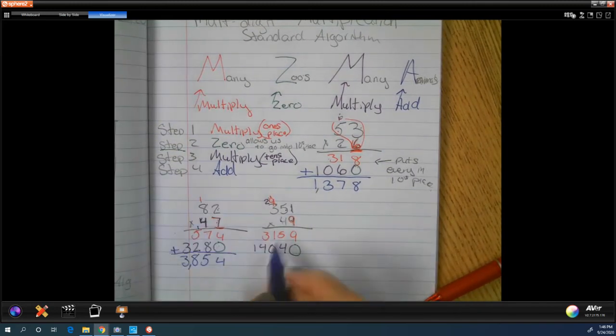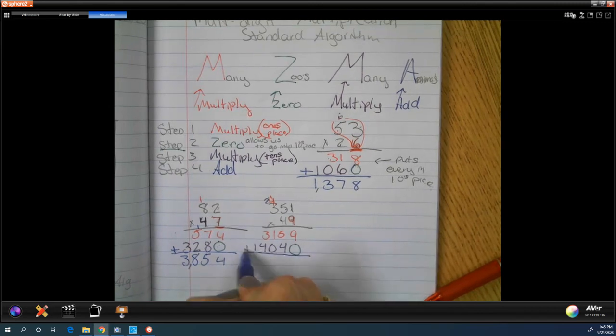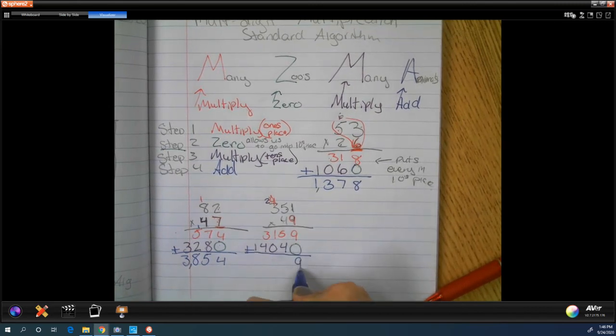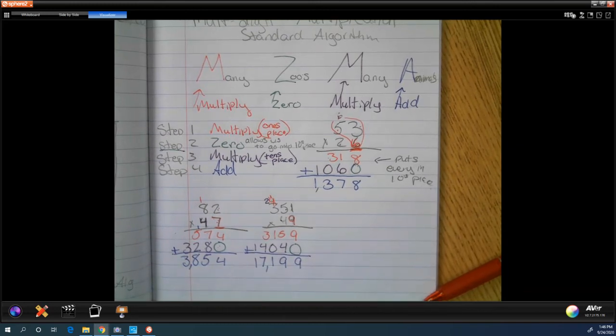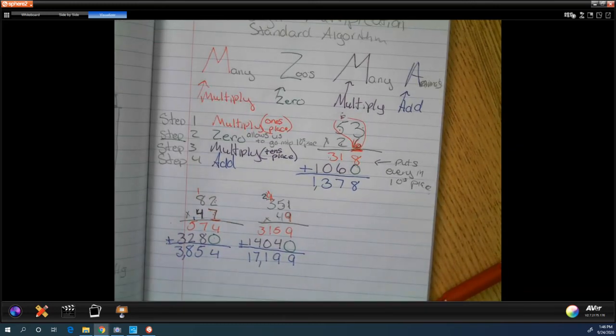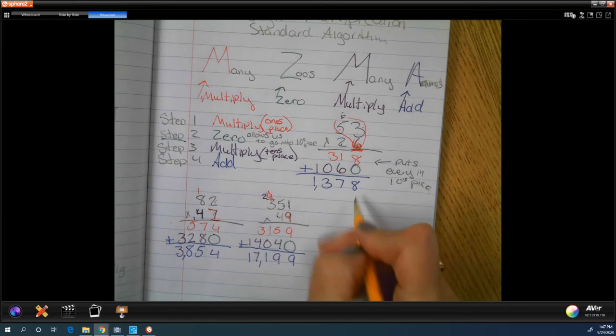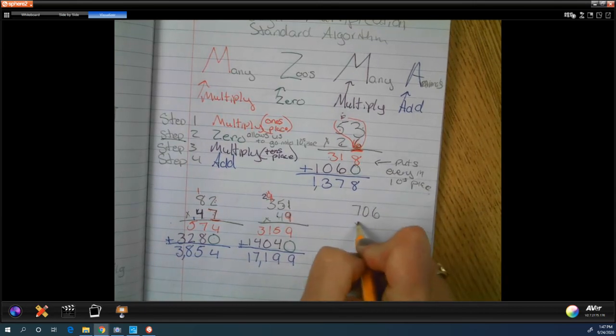Step 4, add. 9 plus 0 is 9. 5 plus 4 is 9. 1 plus 0 is 1. 3 plus 4 is 7. And bring down the 1. Okay, we're going to try that one more time. Let's do 706 times 65.